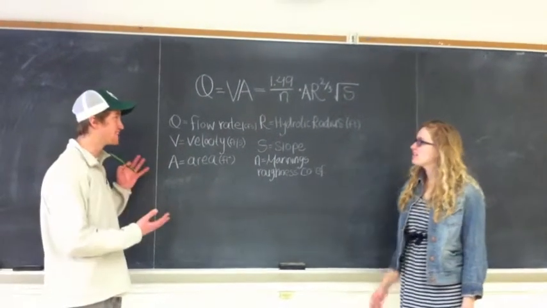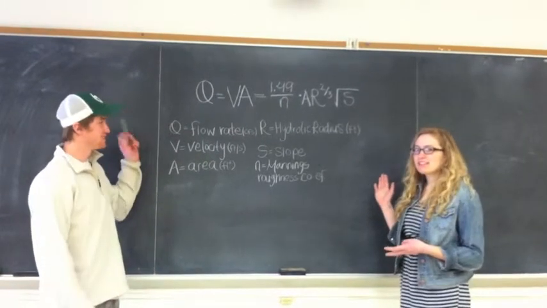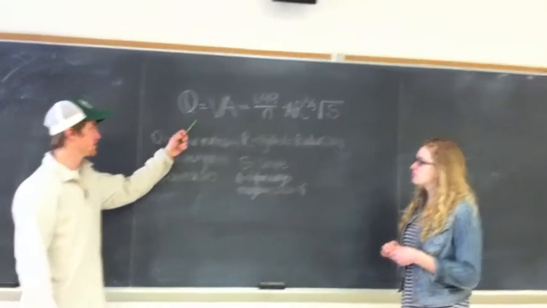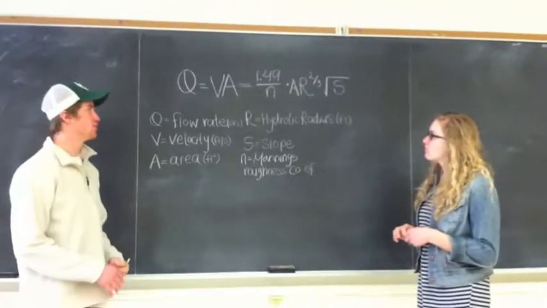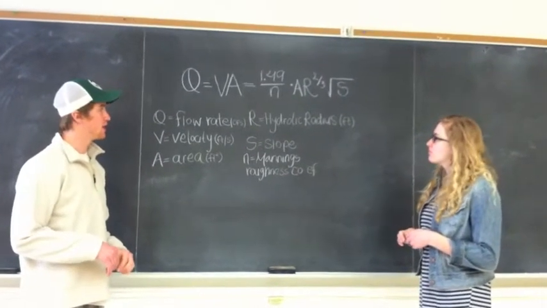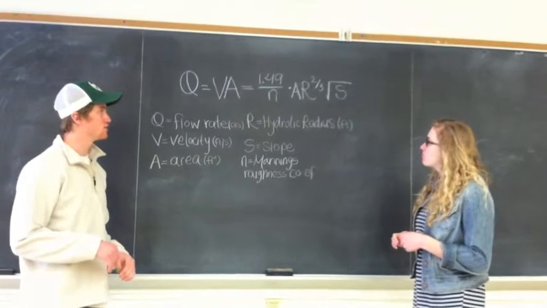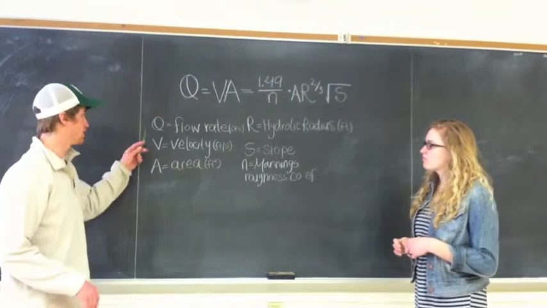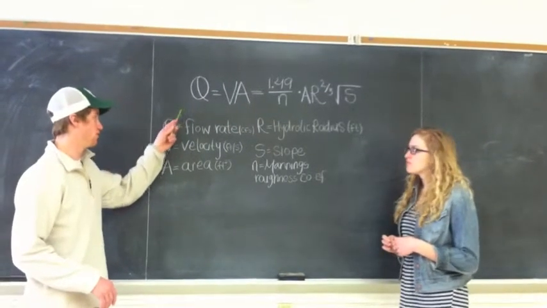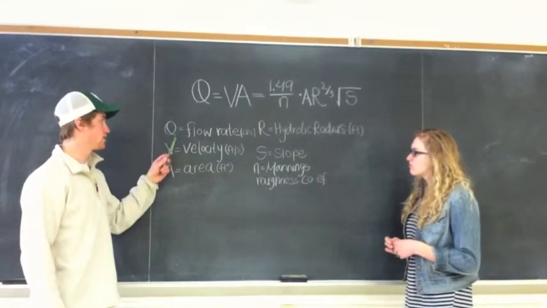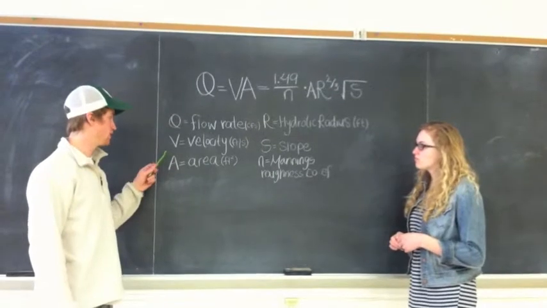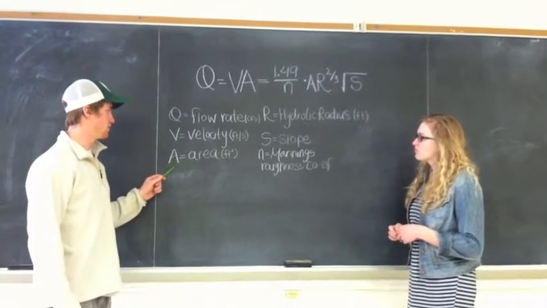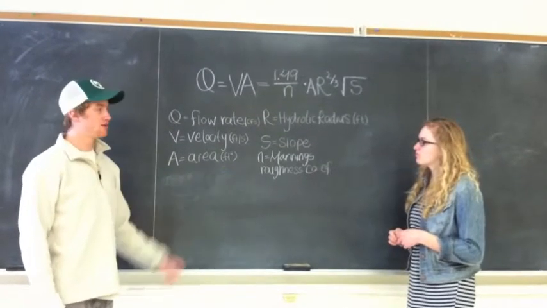And this is Manning's equation. So we're going to explain this to you. The equation is Q equals VA equals 1.49 over n times A times R to the 2/3 times the square root of S. And Q, which we're trying to solve for, is the flow rate, which is in cubic feet per second, velocity, which is in feet per second, area, which is in feet squared.